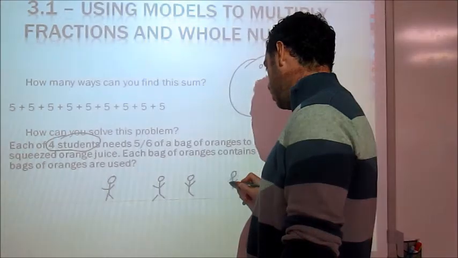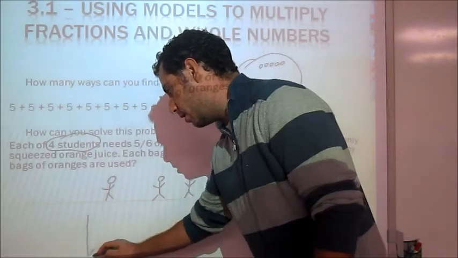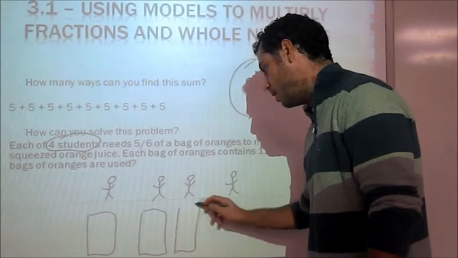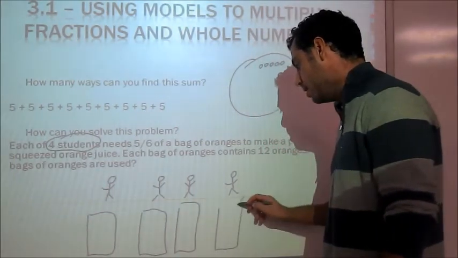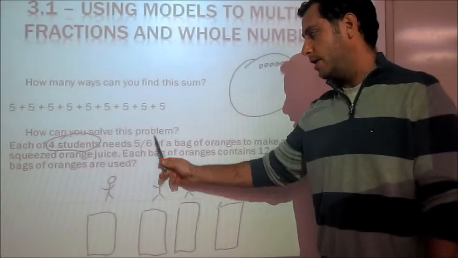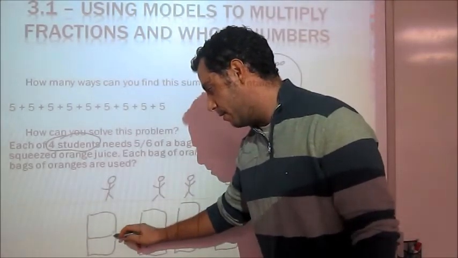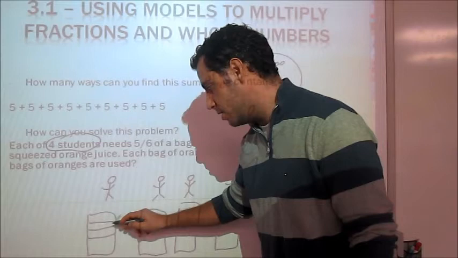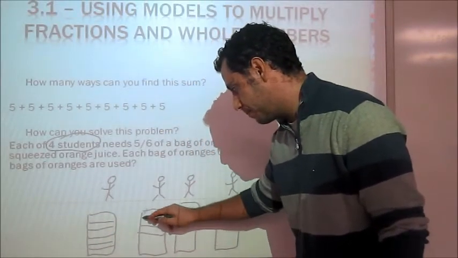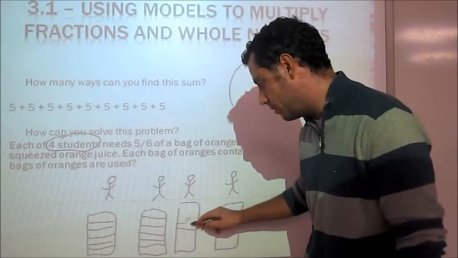And what I'm going to do also is draw a bag of oranges for each student. Now you may be thinking, wait a minute now, each student doesn't have a whole bag. And you're right, each student actually only has 5/6 of a bag. So what we can do is divide each of these bags into 6 separate parts to represent the sixths of each of the bags.